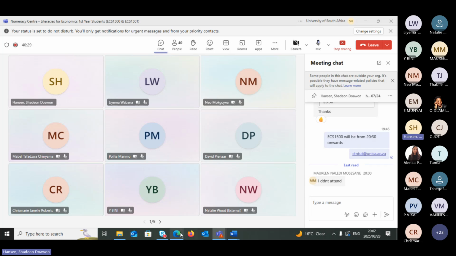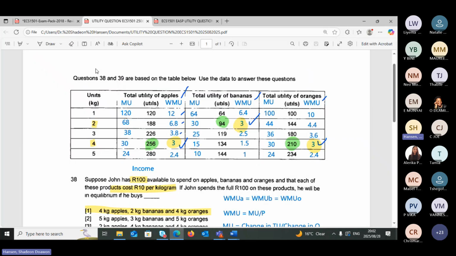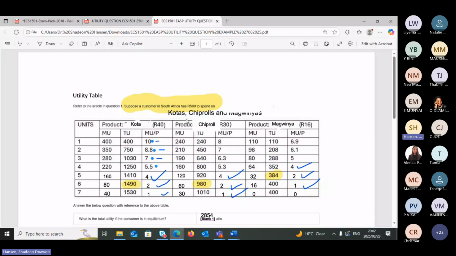But if you were to look at this example that we did, students, with quotas, chiprels, and maguinias, you would see that we had 3 instances where the weighted marginal utilities were equal to one another. Now, please note, students, you will get examples where there will be more than one instance where the weighted marginal utilities are equal to one another. But please note, only one of those instances will be our true consumer equilibrium. That is why I want to do this example with you as well.